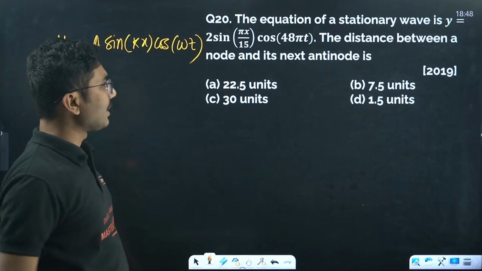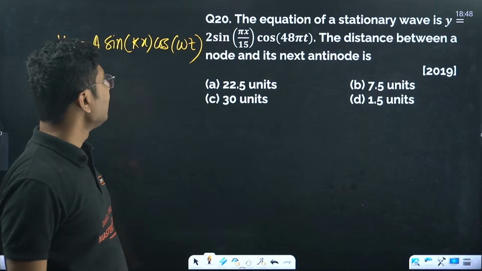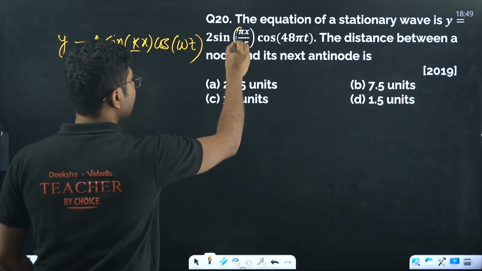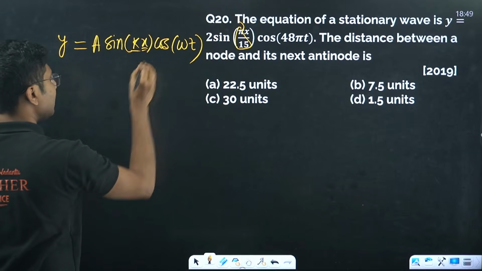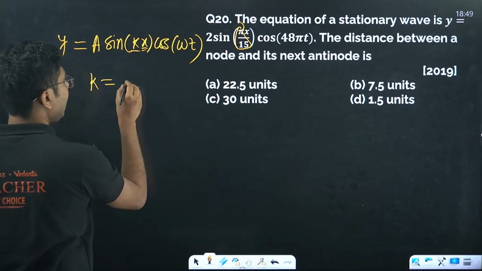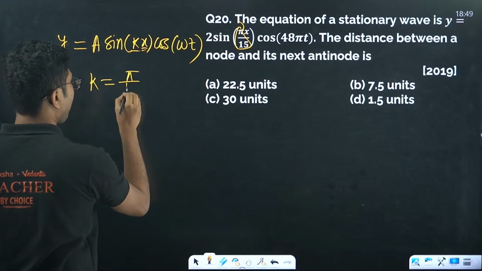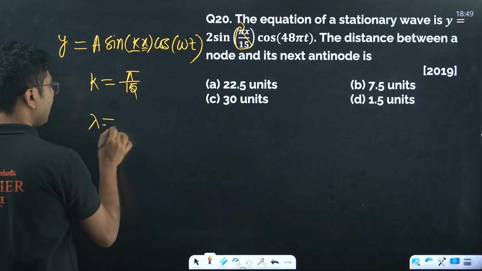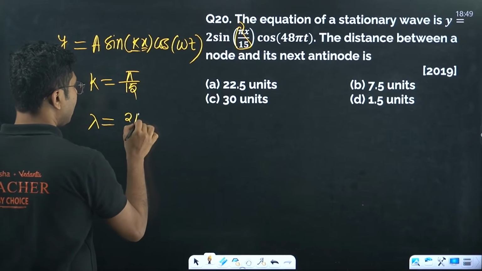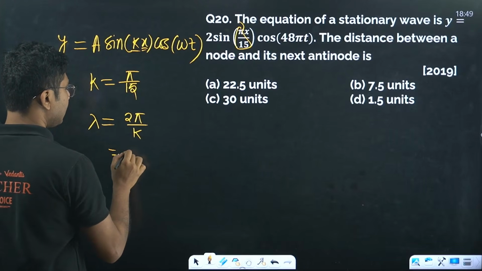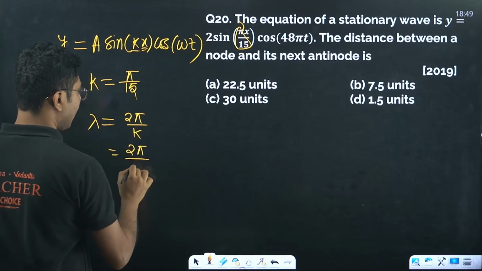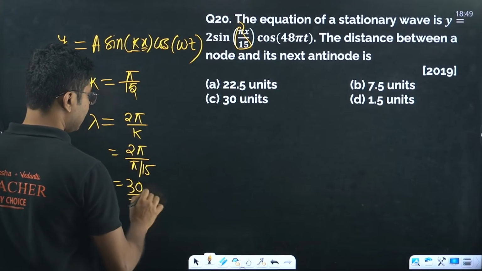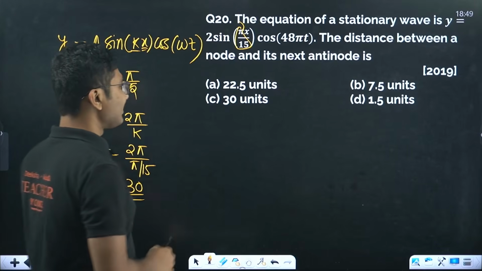So from here we can say what is the value of k. If you compare that, the value of k must be this one. This is with x, so k is given by pi by 15. Now from there we can calculate the wavelength. Wavelength is given by 2 pi upon k, that is 2 pi divided by pi by 15, that is 30. So lambda is 30.